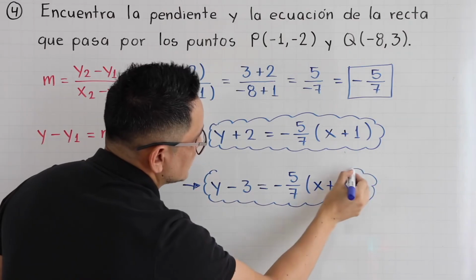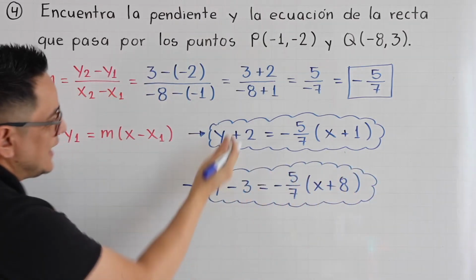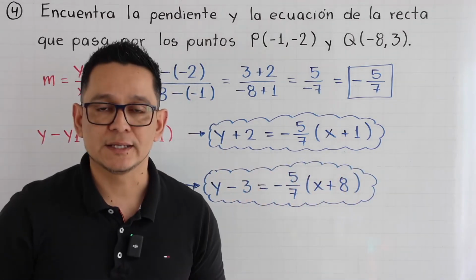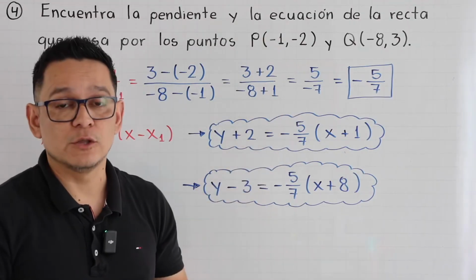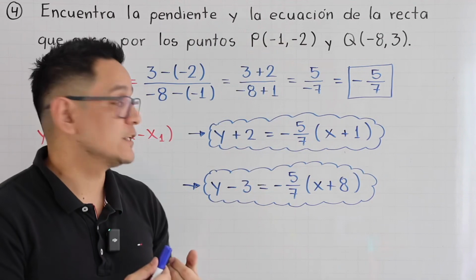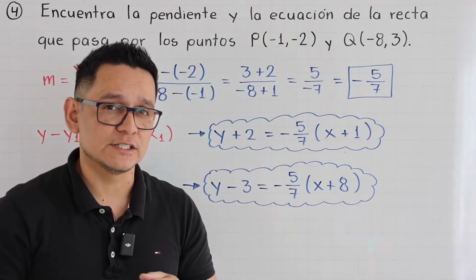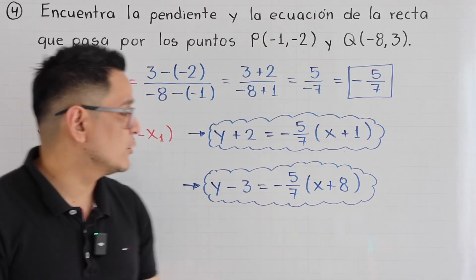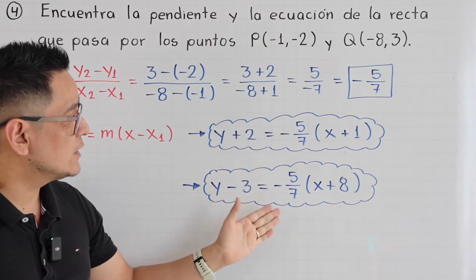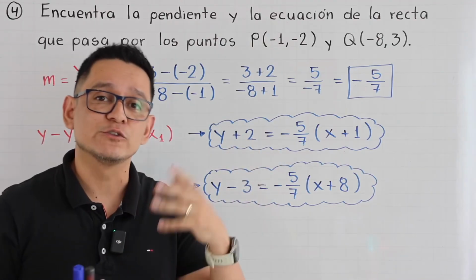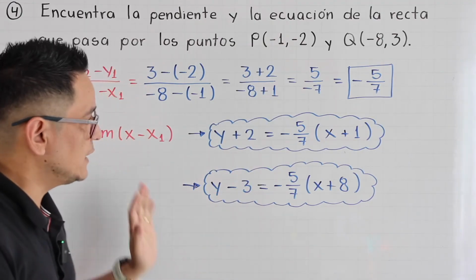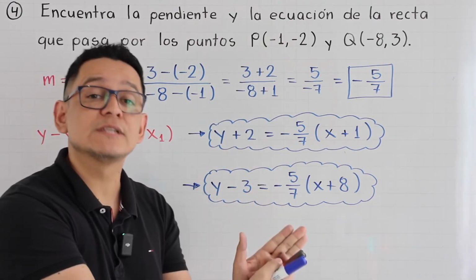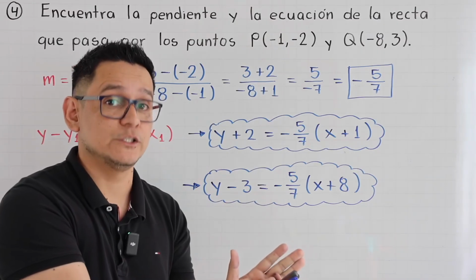But now considering point Q, these two equations are correct. Either one, in fact, passes through these two given points. So at this point, we would already be finding the two equations. What am I going to do next? Well, I'm going to transform these two equations into the slope-intercept form of the line. So let's see. I'll erase this and transform them. And anyway, we have to end up with exactly the same equation.